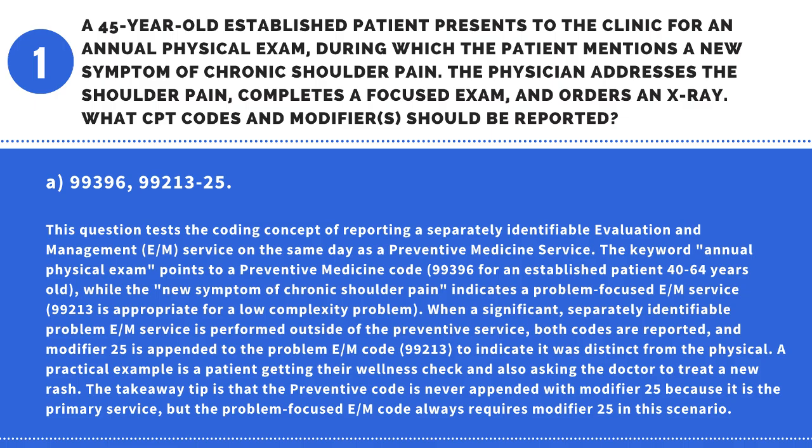problem. When a significant, separately identifiable problem E/M service is performed outside of the preventive service, both codes are reported, and modifier 25 is appended to the problem E/M code 99213 to indicate it was distinct from the physical. A practical example is a patient getting their wellness check and also asking the doctor to treat a new rash. The takeaway tip is that the preventive code is never appended with modifier 25 because it is the primary service, but the problem-focused E/M code always requires modifier 25 in this scenario.